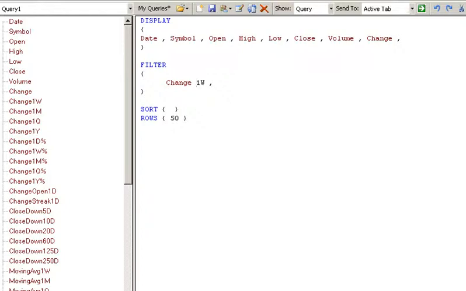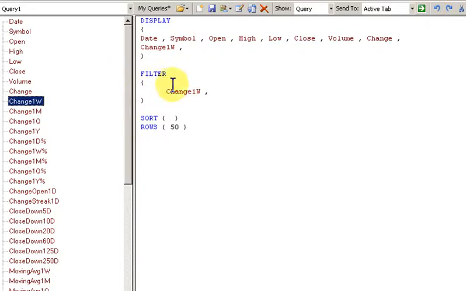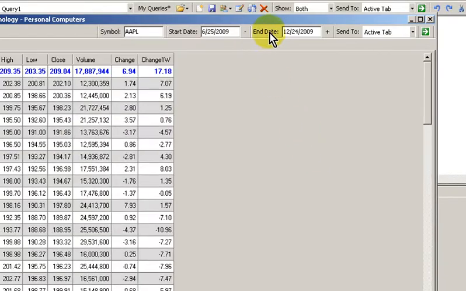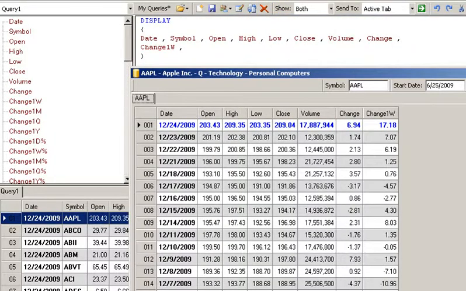Okay, let's go ahead and show you some data. Change for the week. I'll apply some kind of filter. So change greater than $2. Alright, so we see Apple had a really good week. 17.18. So it was up 17.18 for the week.